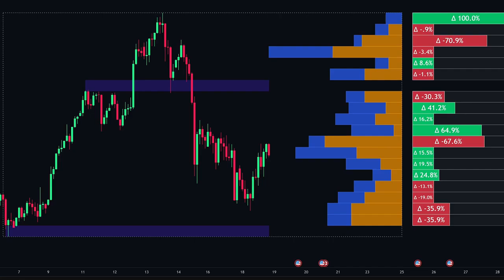When you put everything together, the blue and orange volume bars show who controlled each price level. The purple zones show where price moved too fast. And the delta panel explains why price reacts the way it does at different areas on the chart.